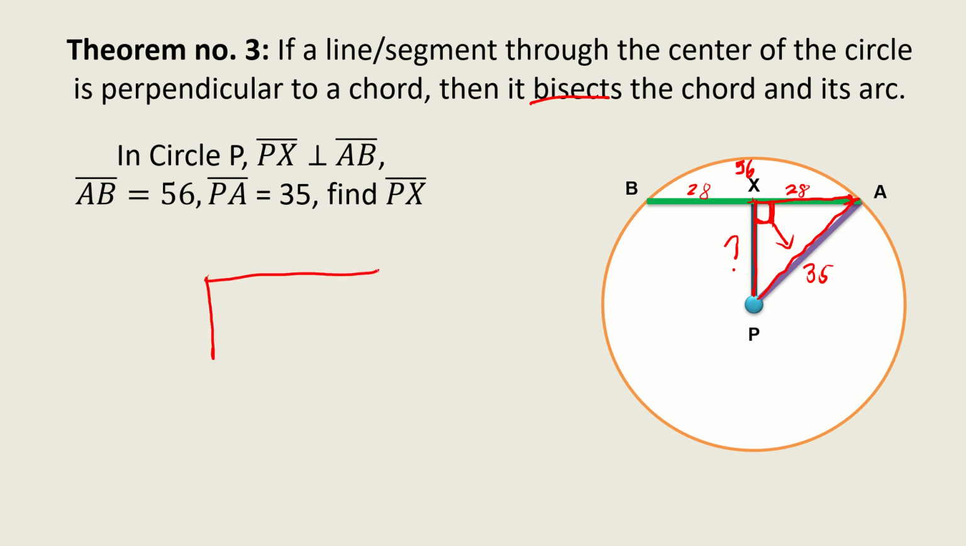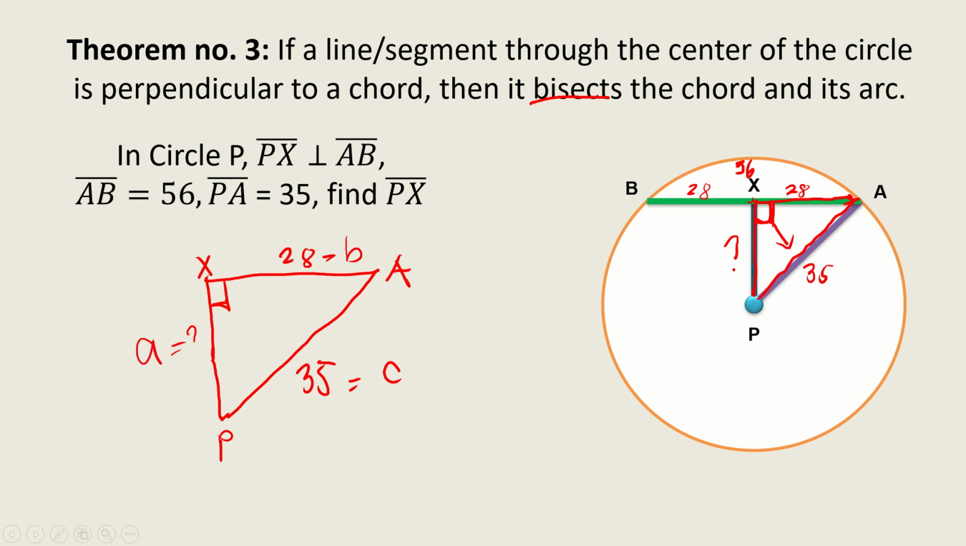Drawing natin dito sa gilid para hindi tayo malito. So this is point X, this is point A, and this is point P. And ito yung right angle natin. So again, this is 35 units. Itong nasa taas ay 28 units at ang nawawala is this side. Alam natin that the hypotenuse is always C. Then pwede na mag-interchange yung dalawa. So pwedeng si 28 yung maging value ng B at ang nawawala ay si A. So let us solve.